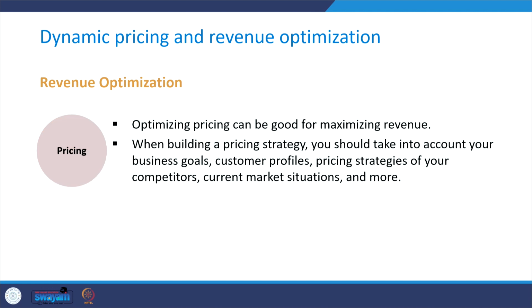The second characteristic is deciding about pricing. Optimizing pricing can be good for maximizing revenue. When building a pricing strategy, one should take into account business goals, customer profiles, pricing strategies of your competitors, current market situations, and other things.